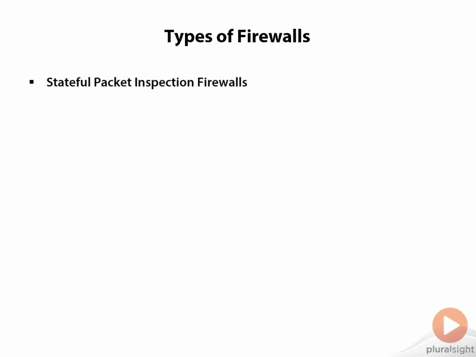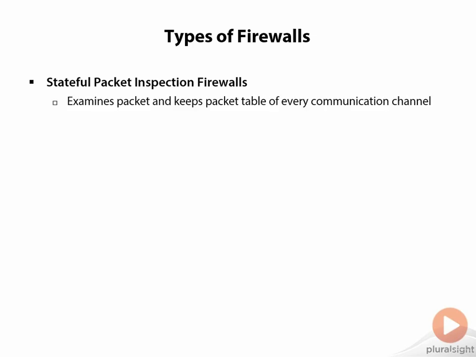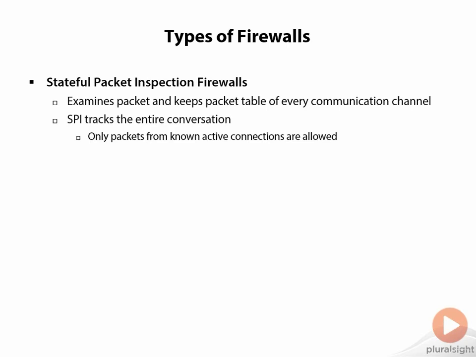The next type is stateful packet inspection firewalls. Now, SPI, or stateful packet inspection, examines the packet and keeps a packet table of every communication channel. So in other words, it's got more intelligence than a simple packet filtering. It actually does a deeper dive. It examines what's inside, and SPI tracks the entire conversation. So it gives you an increased level of security, because it only allows packets from a known active connection.